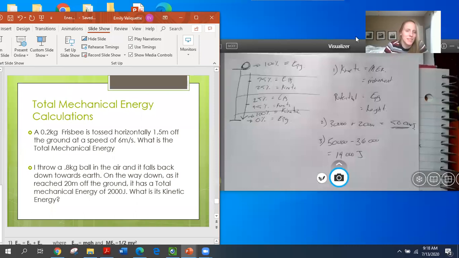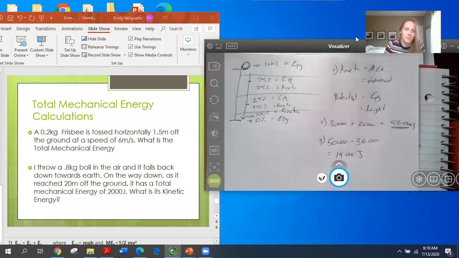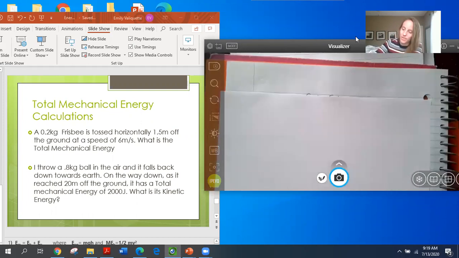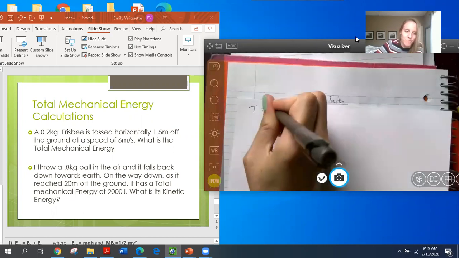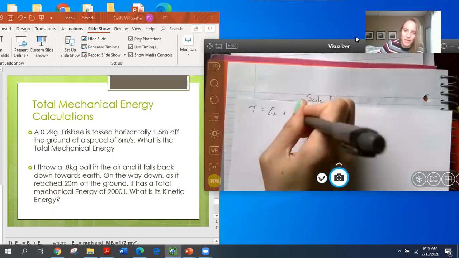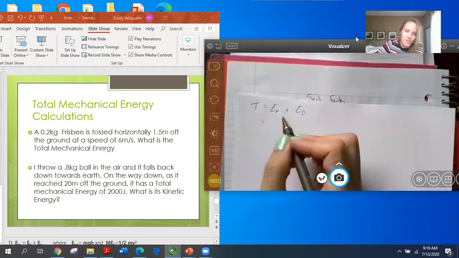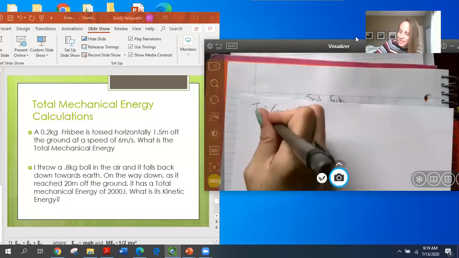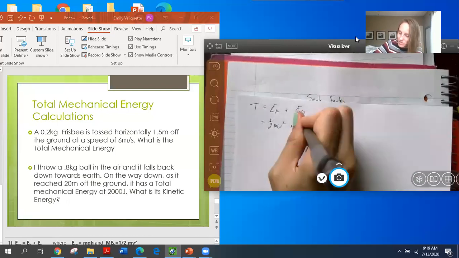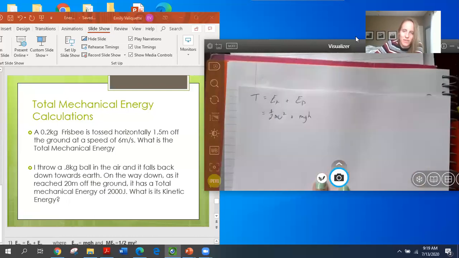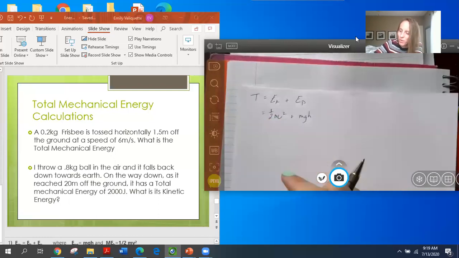Okay, next up, the question says a 0.2 kilogram frisbee is tossed horizontally 1.5 meters off the ground at a speed of 6 meters per second. What is the total mechanical energy? So I know that the total energy is just the kinetic energy plus the potential energy. In this case, the kinetic energy is mechanical kinetic, so that is half mv squared, and the potential energy is gravitational, so mgh.